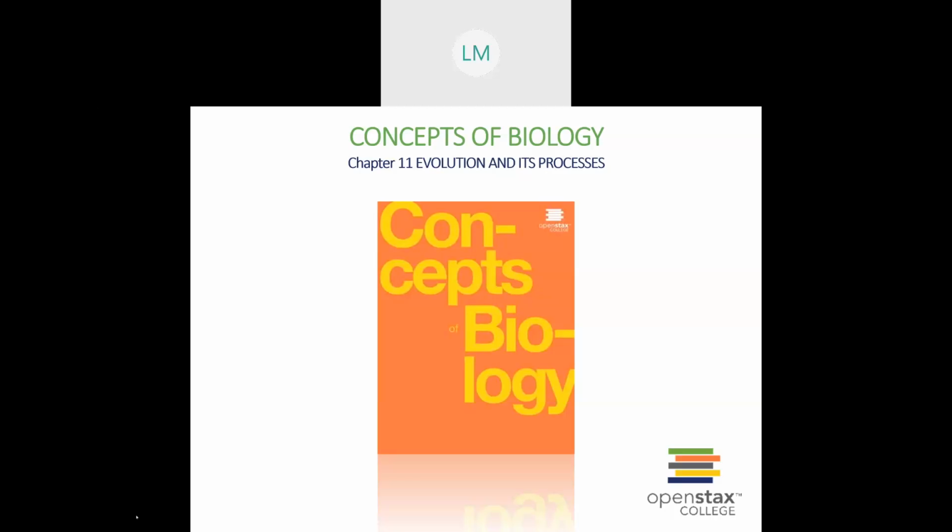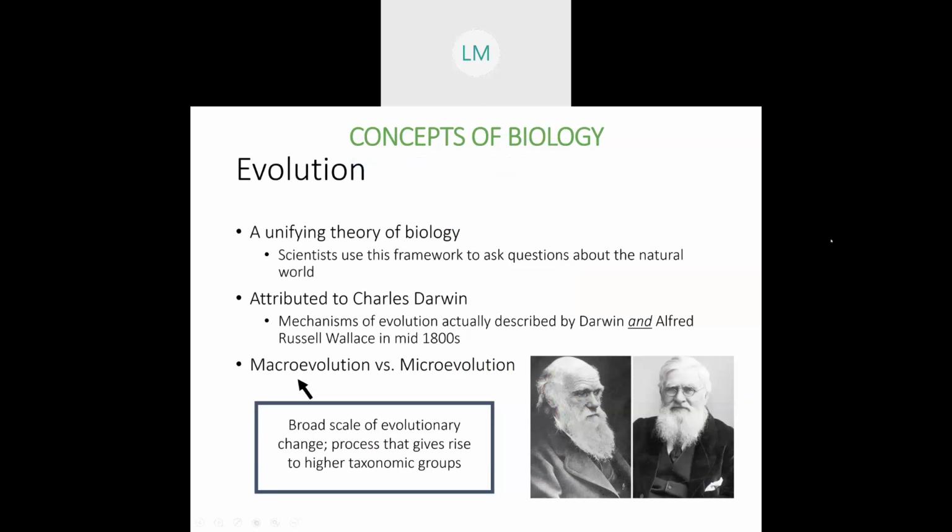So today we're going to be talking about evolution and how it works and some of the lines of evidence for evolution, as well as some of the big picture concepts about how one species turns into two species. So we'll go ahead and talk about that. So in general, evolution is considered to be one of the unifying theories of biology, kind of how we ask questions about how the natural world works.